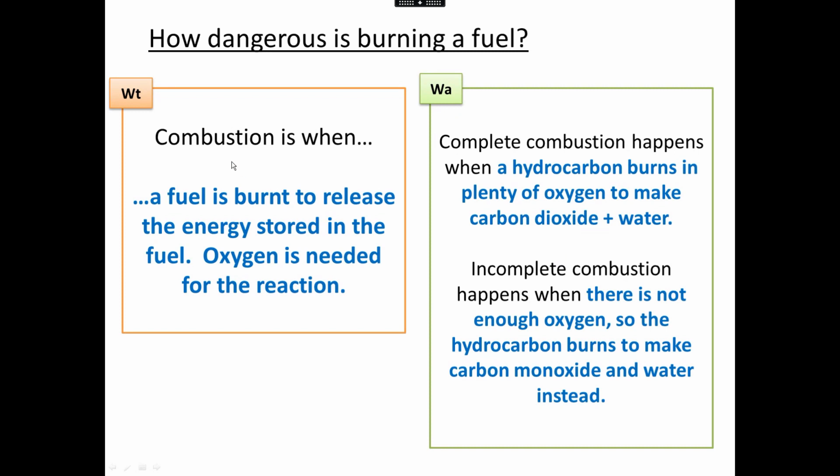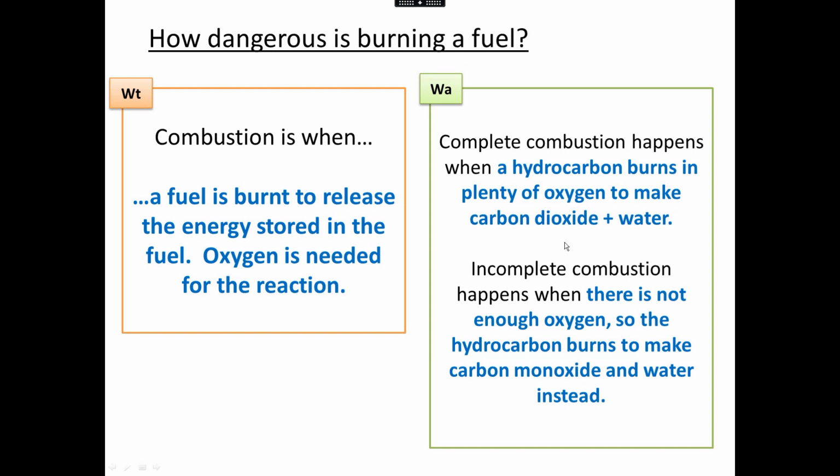Here we go. Combustion is when a fuel is burnt to release the energy stored in the fuel. Oxygen is needed for the reaction. Okay, so combustion is when a fuel is burnt to release energy. Complete combustion happens when a hydrocarbon burns in plenty of oxygen to make carbon dioxide and water. Incomplete combustion happens when there's not enough oxygen, so it burns to make carbon monoxide and water instead.